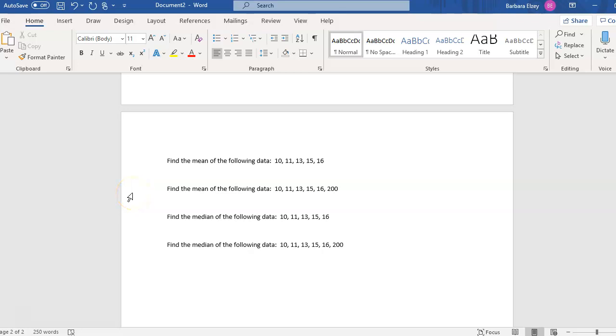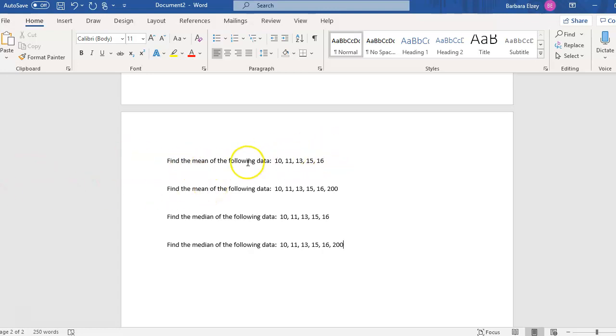Sometimes when we gather data, we get what we call extreme values, values that are far away from the rest of the data values. And we'll see that sometimes they skew some of the calculations we make. So we want to make sure that we use the correct measure of center depending upon whether or not we have one of these outliers or extreme values within our data. So let's take a look at the following examples.